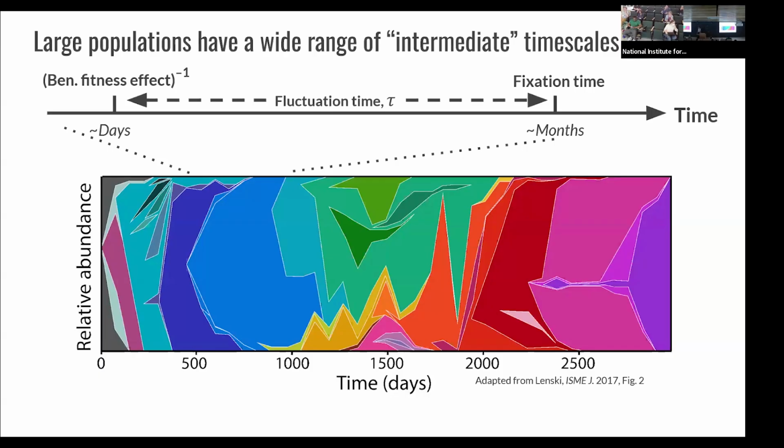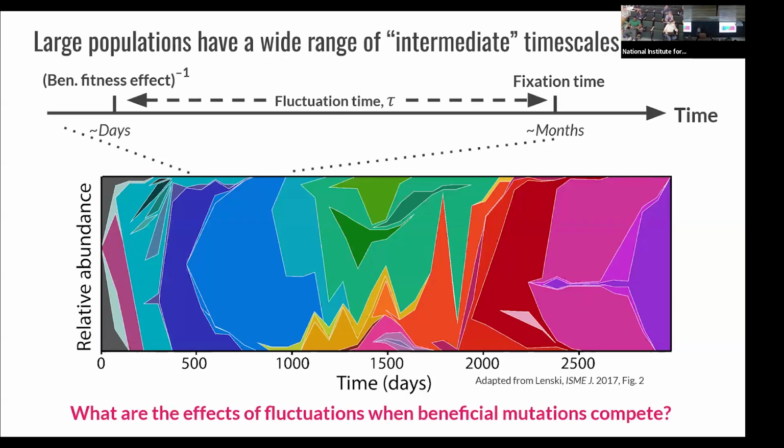But there's another thing you might notice in this plot, which is that at any given time, there's often many beneficial mutations competing with each other. And this turns out to be key. We really need to understand the effects of environmental fluctuations in a regime where beneficial mutations compete, which is another hallmark of large populations.